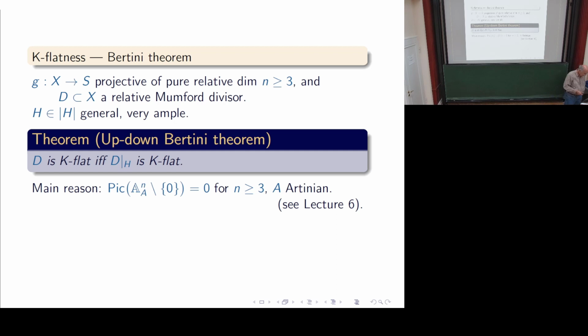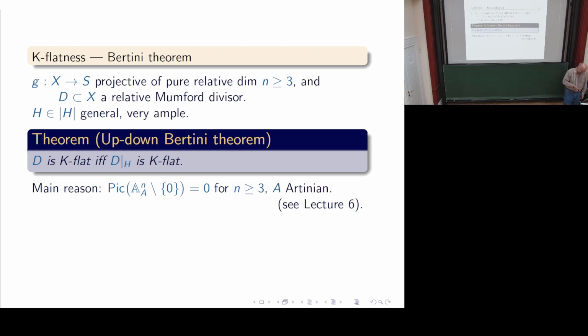So the main reason for this is that the Picard group of a smooth scheme over an Artinian base is really changed. I told you that when the smooth scheme had dimension 2, so I did it for A^2, then the Picard group was infinite dimensional. But as soon as you are in dimension 3 and up, then the Picard group is trivial.